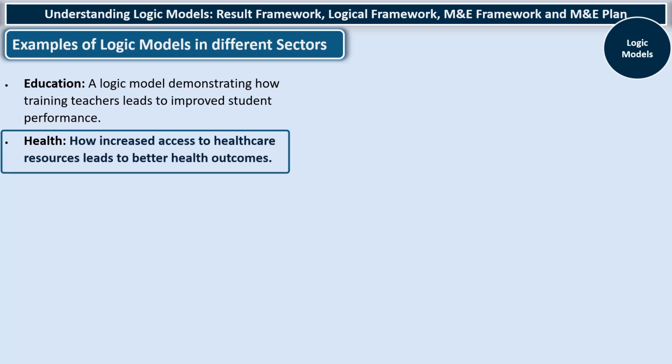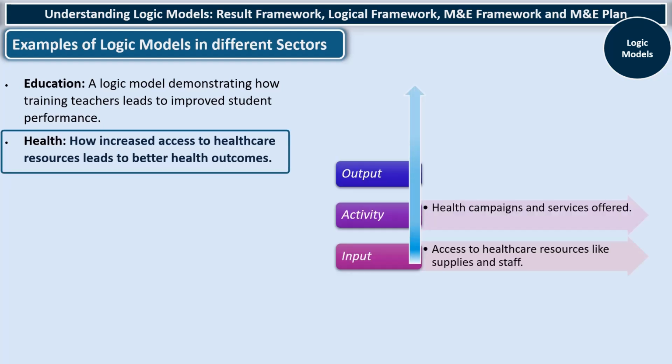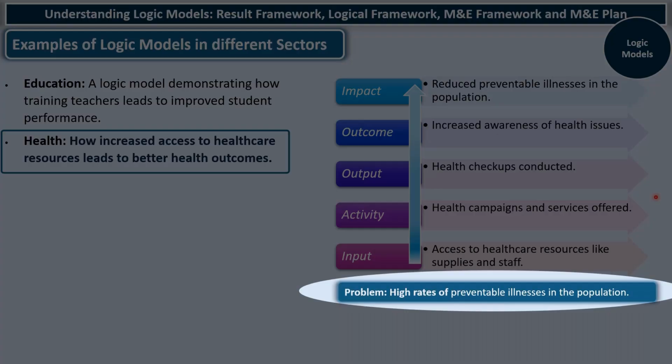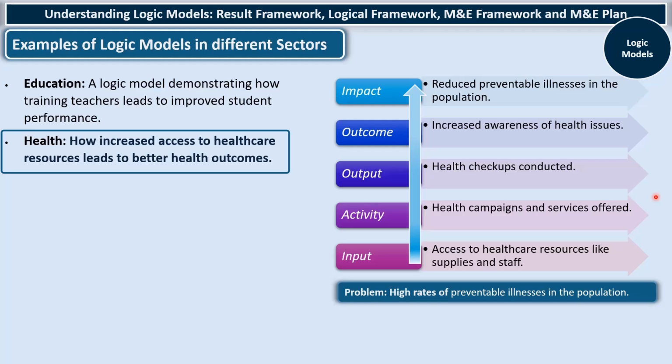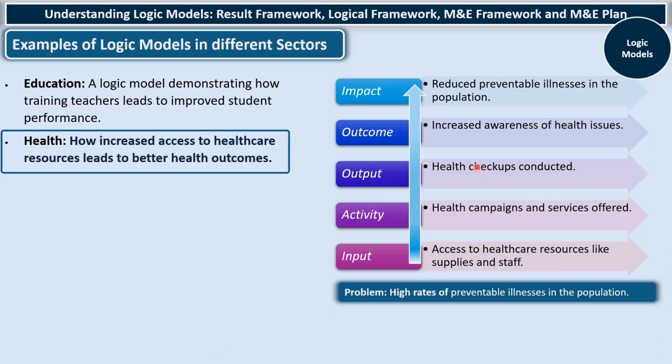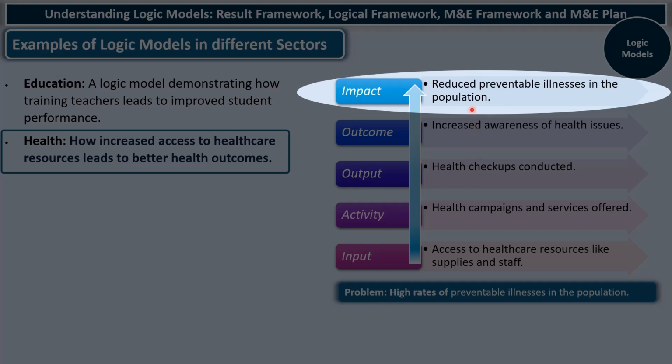Example for health, how increased access to healthcare resources leads to better health outcomes. For example, if the problem is high rates of preventable diseases in the population, so how this input leads to an activity and that leads to output, outcome, and impact.